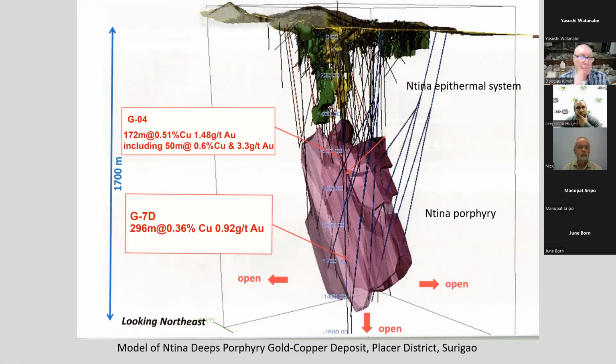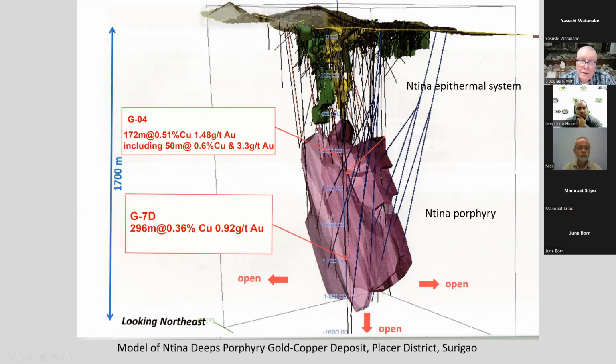If we move now to the porphyry, this is a drill plan, a model from the drilling that was done not too long ago underneath a known epithermal system called Antina. And once deeper drilling was done below this, a very nice gold copper rich porphyry deposit was intersected. And this is currently being drill evaluated at the moment.